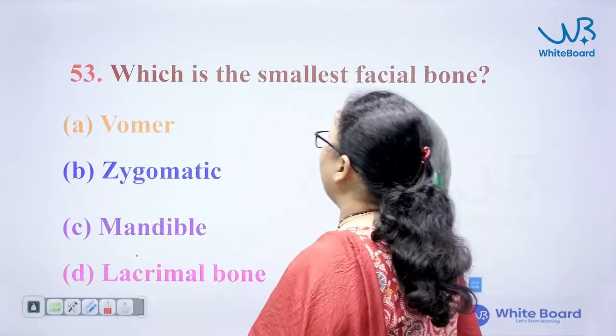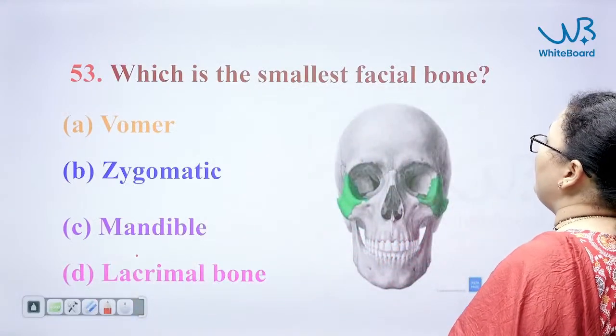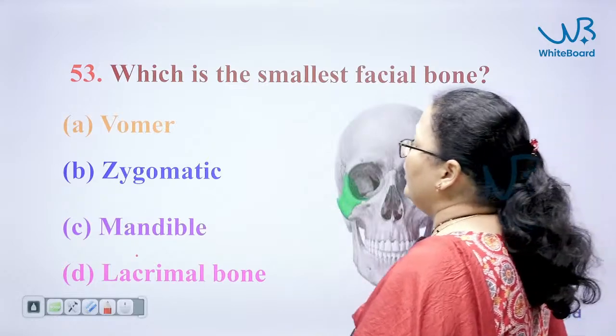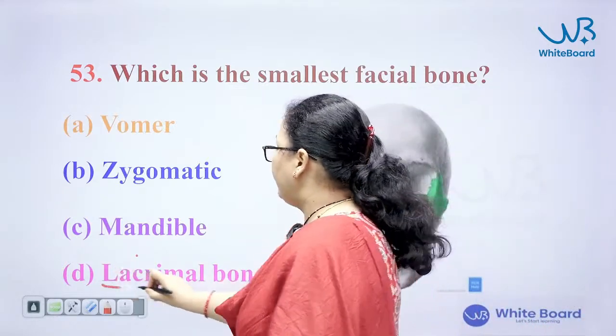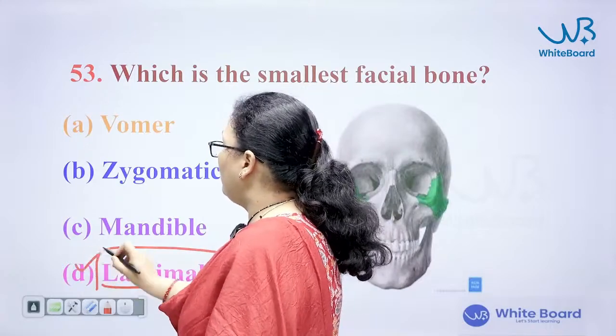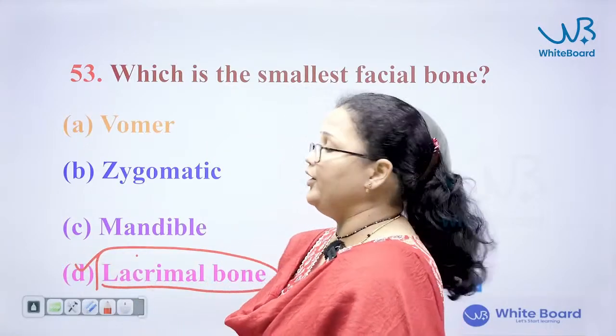Next, which is the smallest facial bone in your whole body? Okay. Lacrimal bone is the smallest bone in your body.